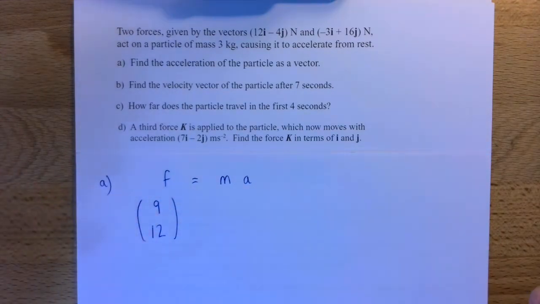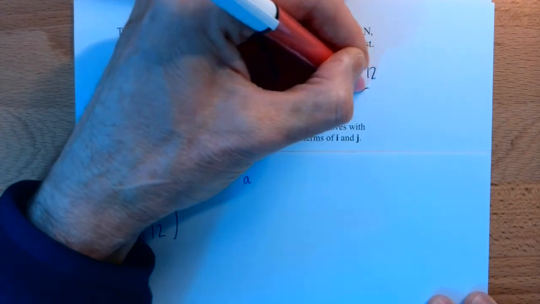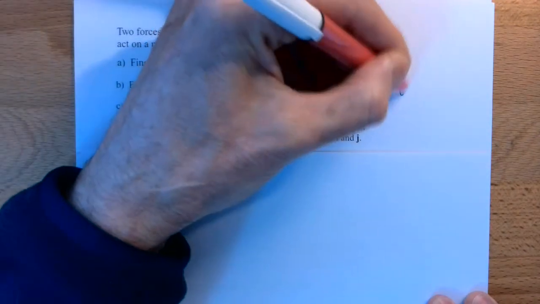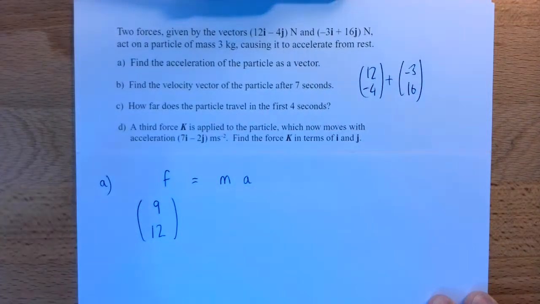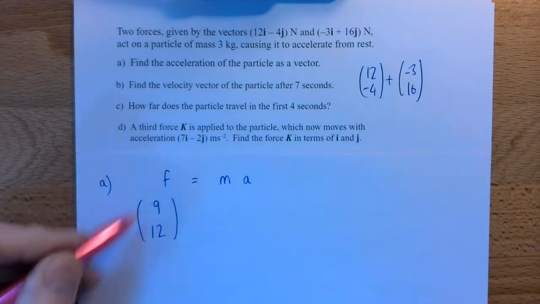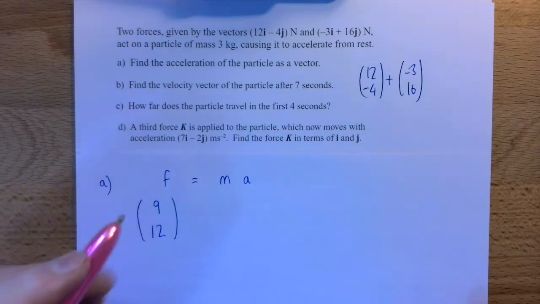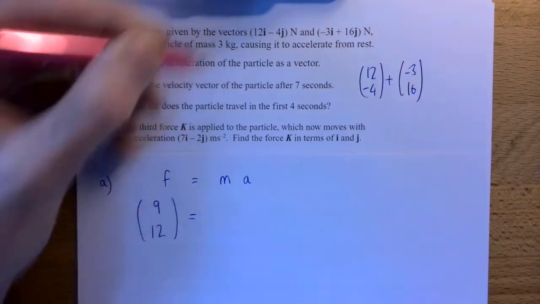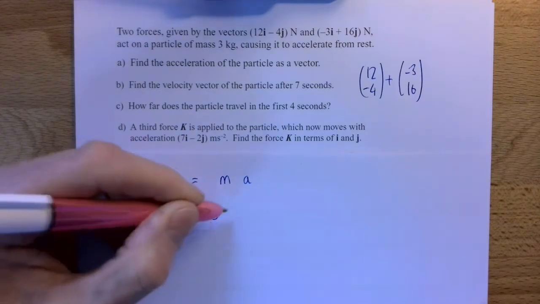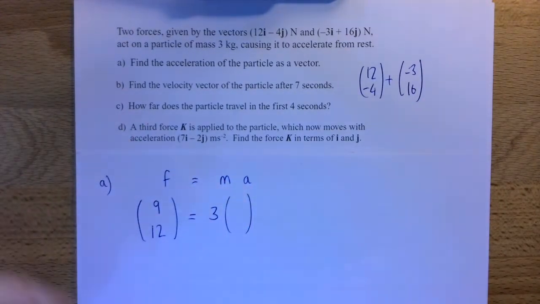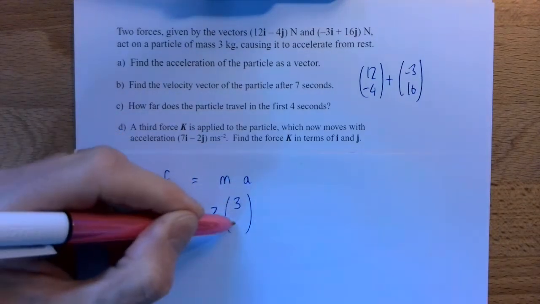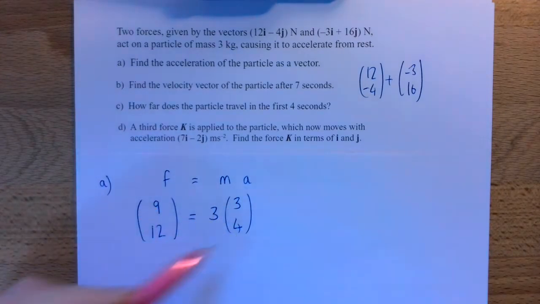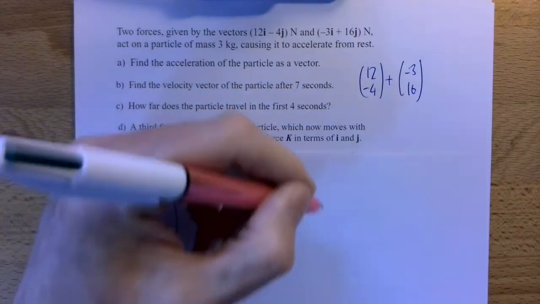I could have done that as a sum, I could have written it as 12 minus 4 plus minus 3 16, but I chose to do that in my head. Okay, so that's the resultant force. This is an unbalanced force. We're not in equilibrium. If it was equilibrium, this would equal 0. So we're going to get an acceleration. The particle has a mass of 3 kilograms, and acceleration is a vector. So I'm hoping you can see that the acceleration is going to be 3, 4, because 3 times 3 is 9 and 3 times 4 is 12. So find the acceleration of the particle as a vector. Well, it's that.